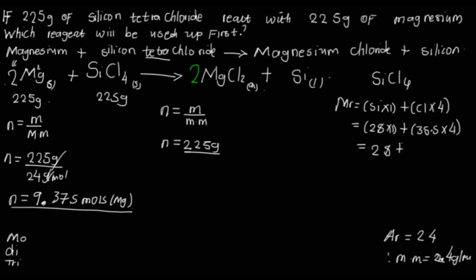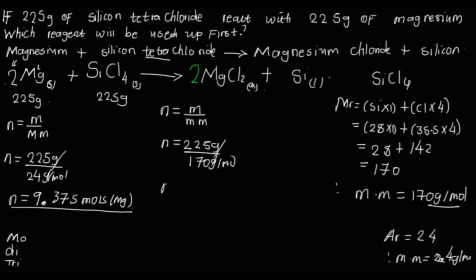So 28 times 1 is 28. Now 35.5 times 2 is 71, plus 71, that is 142. So 142 plus 28 is 170. Therefore the molar mass is equal to 170 grams per mole. So here we have 170 grams per mole, so you can cancel this. Now 170 into 225, we have 1.324 moles of silicon tetrachloride.